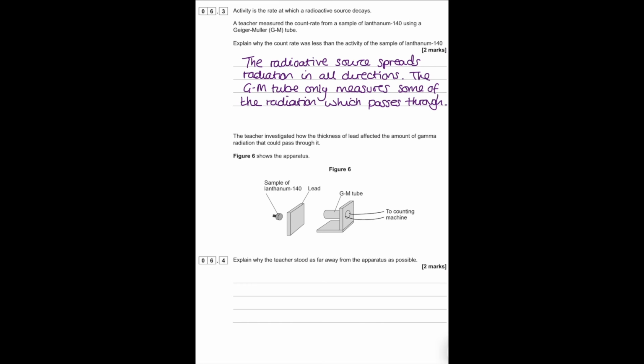The teacher investigates how the thickness of lead affected the amount of gamma radiation that could pass through it. So we have a diagram of how this was done. Explain why the teacher stood as far away from the apparatus as possible. So because it's gamma radiation, the teacher wants to reduce the amount of radiation that they might receive because radiation can cause cancer or mutations.